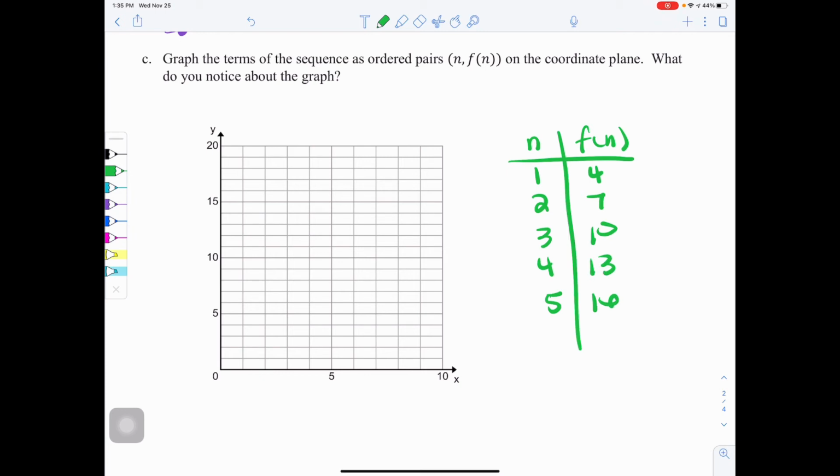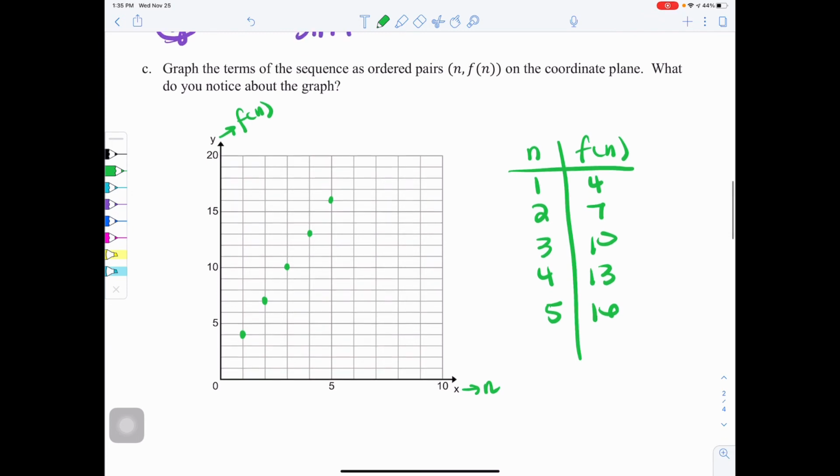Now, a couple notes about the graph. The x now becomes an n, and the y now becomes an f of n because we have these different labels. And we're going to plot these coordinates. Everything is going by ones, you can tell. So we have 1, 4, 2, 7, 3, 10, 4, 13, and 5, 16. So what do you notice about the graph? The points are in a straight line.